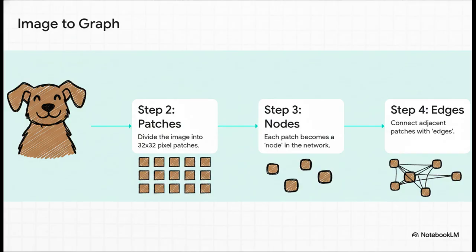You just start with your image, then you chop it up into a bunch of little 32 by 32 pixel squares. Each one of those squares becomes a node. That's our neighborhood. And then you just draw lines connecting all the adjacent neighborhoods. Those are our streets. And just like that, boom, a flat picture is now a rich, complex network.